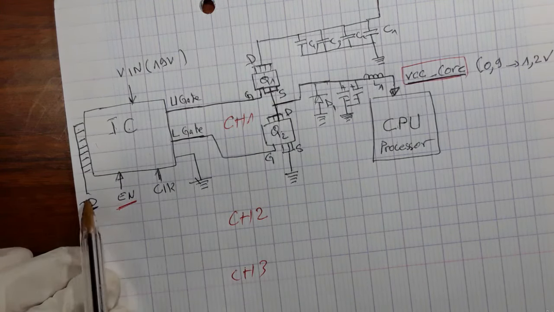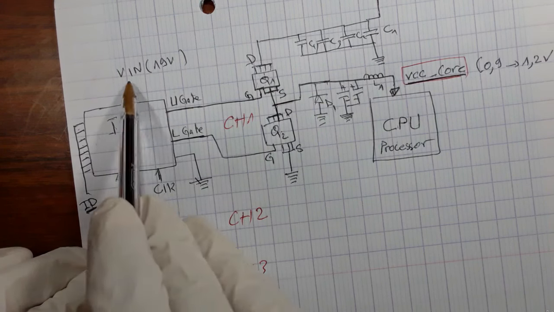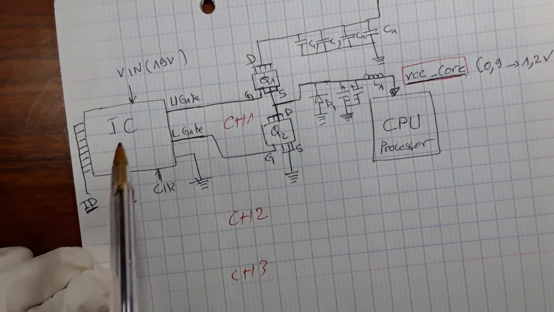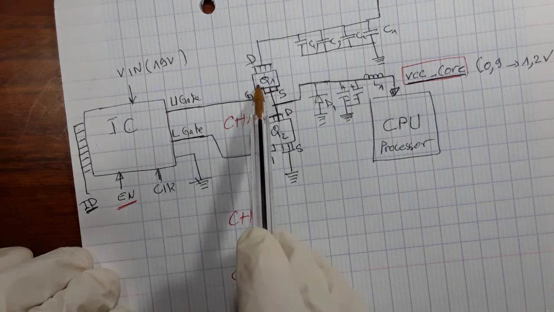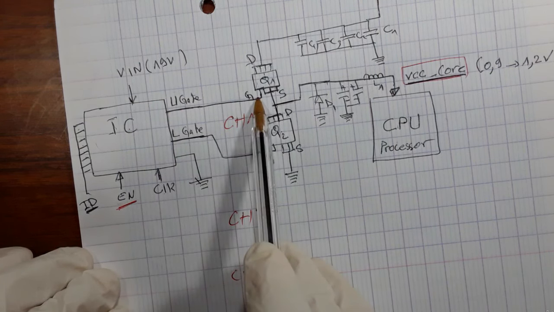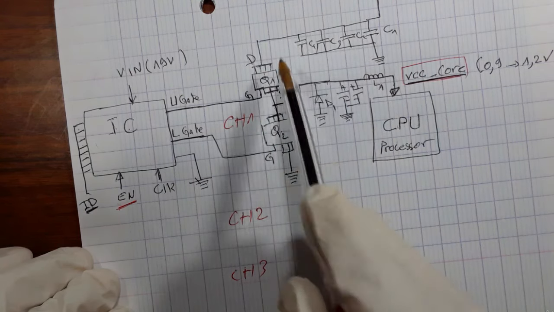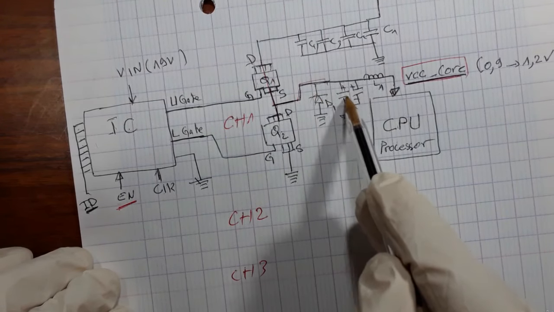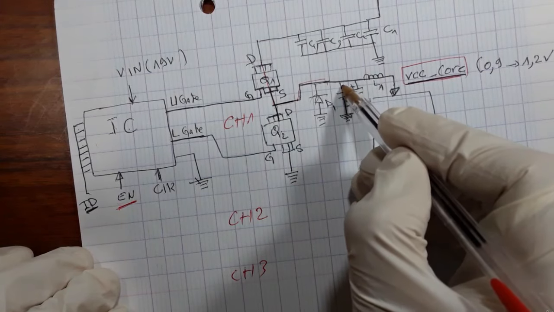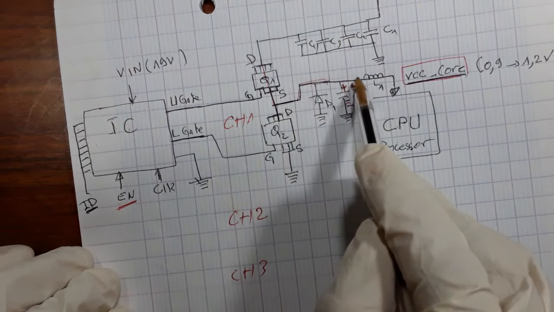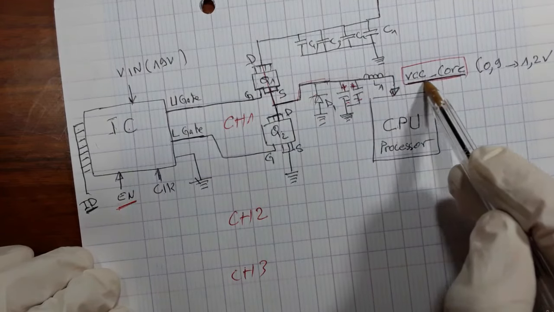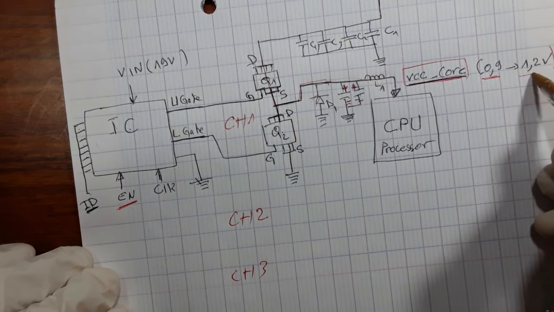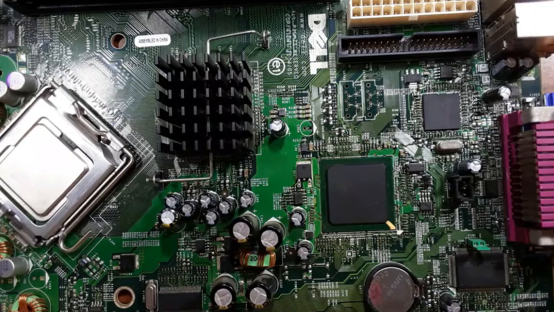So when the IC receives the ID signals, the enable signal, the clock signal, and the 19 volt signal, it will generate the upper gate and lower gate control signals to the MOSFETs. And when this MOSFET receives this control signal, and also this MOSFET, the power will pass through the MOSFET and then go through this diode and through this chemical capacitor. So here, as you see, we have plus and minus, and then it goes through the coil and then generates the VCC core, about, as I told you before, 0.9 to 1.2 volt.